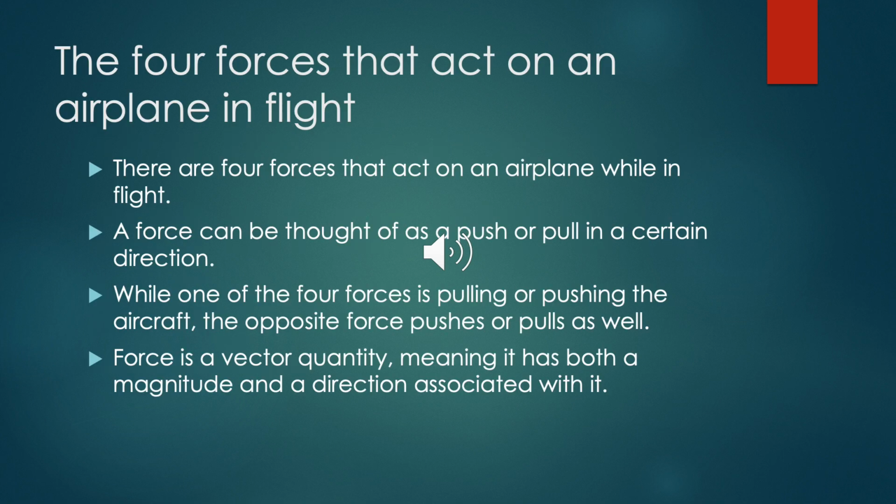All right, so we're going to be learning about the forces that act on an airplane while it is in flight. There are four of them. A force can be thought of as a push or pull in a certain direction. While one of the four forces is pulling or pushing the aircraft, the opposing force is pushing or pulling it in the opposite direction as well. Force is also a vector quantity, meaning that it has both a magnitude and a direction associated with it.